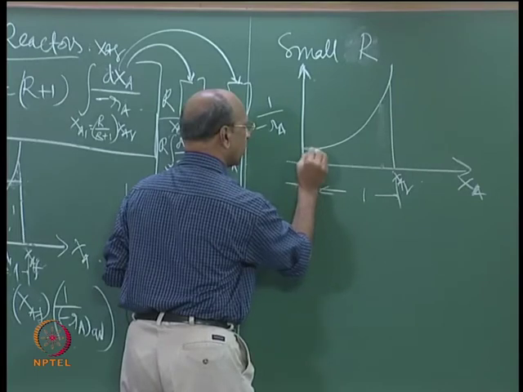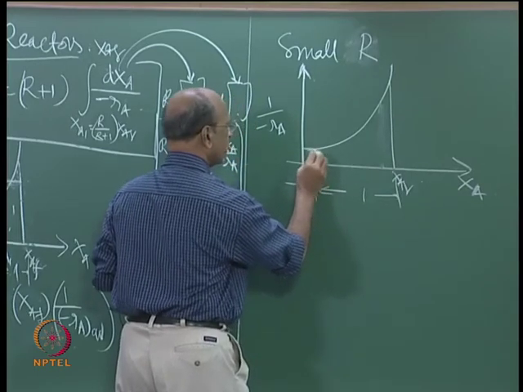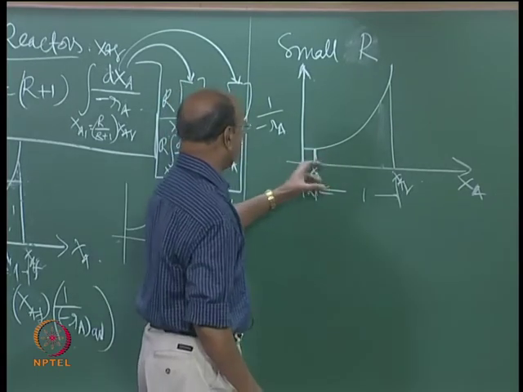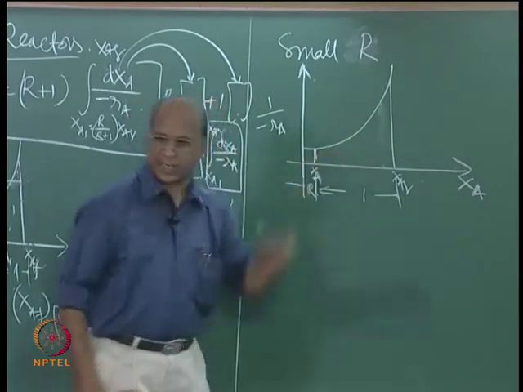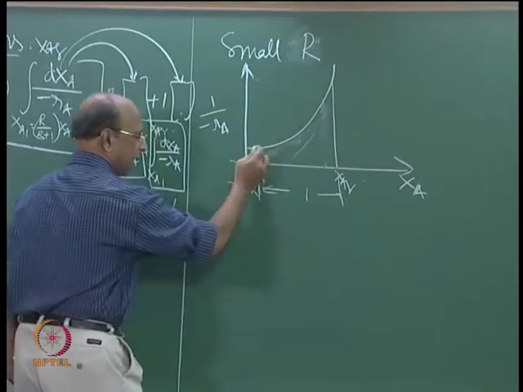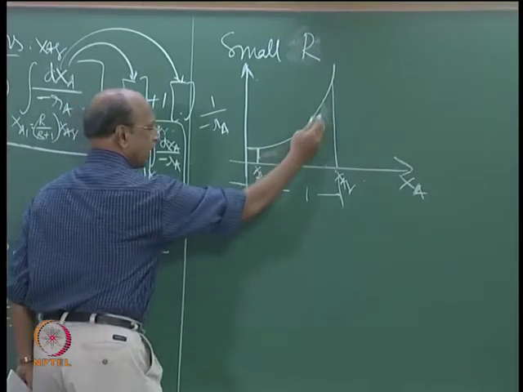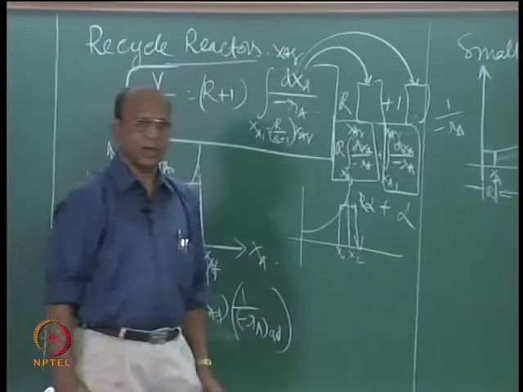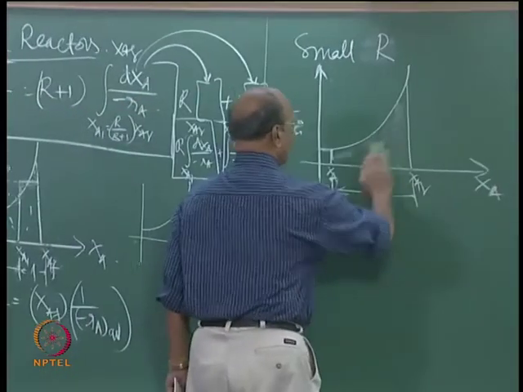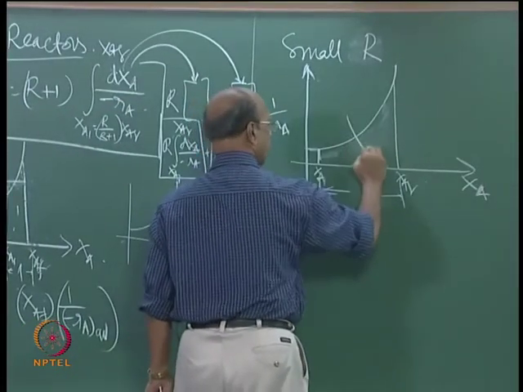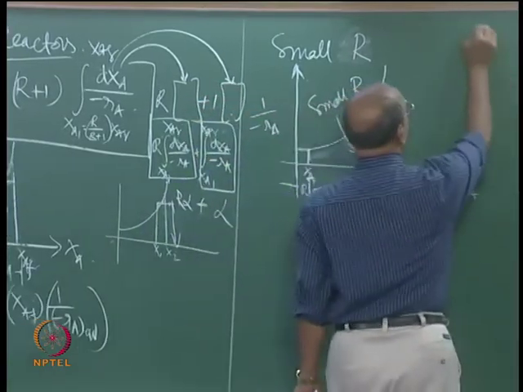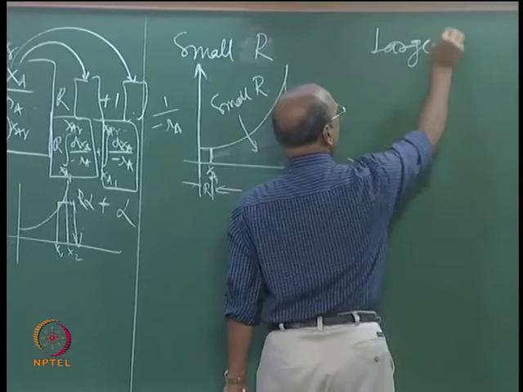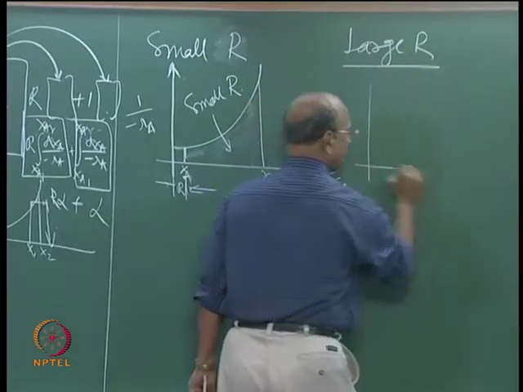This is the small one. So when I am coming here, with less and less r, the total area under the curve will be coming almost like this, this entire thing. This is for small r. For large r, anyway, the other one.